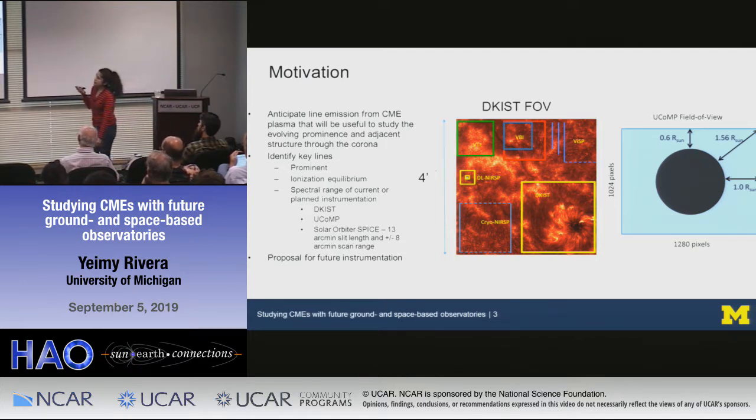And of course, SPICE is looking in the EUV, so it's looking at 2 EUV wave bands, and it's an imaging spectrometer, with a slit length of about 13 arc minutes and a scan range of about plus or minus 8 arc minutes, which is slightly bigger than what DKIST is going to look at. But there are also lines in the list that we looked at that aren't going to be observed by these instruments. And those lines are still important because they can be useful for people to design future instruments for observing CMEs.